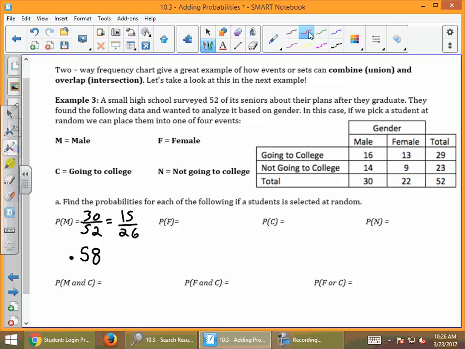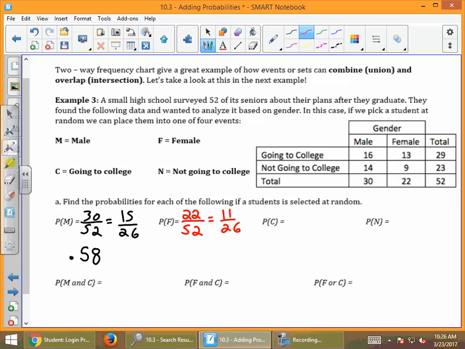What about the probability of female? And I'm sure some of you can figure that out just by looking at it. But let's set it up exactly the same. How many females are in the school for the senior class? 22. Still out of the total of that 52. And we need to reduce our fractions. So when I do that, what do I get? Yes. What would you say? 11 over 26. Great, works out.